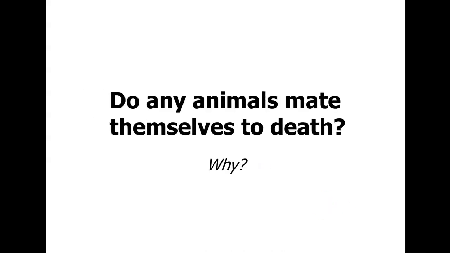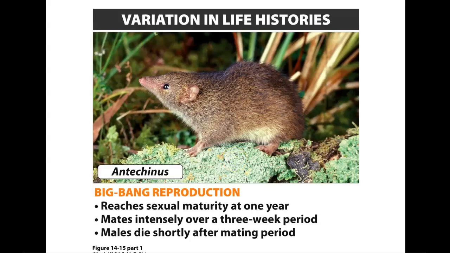And there's going to be 3 variations. So do any animals mate themselves to death? If so, why? Well, the first variation that we're going to talk about is going to be Big Bang reproduction. And so Big Bang reproduction is species reaching sexual maturity at 1 year of age. Those species will mate intensely over 3-week periods. The males die shortly after mating, and then the females die shortly after weaning their first litter.